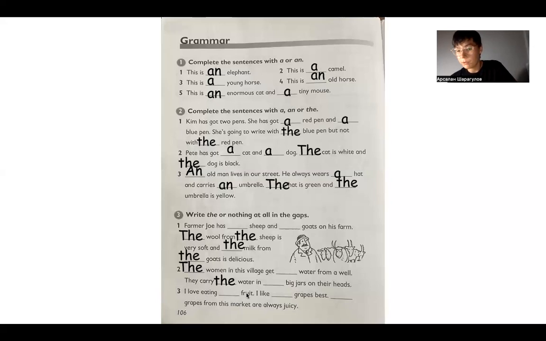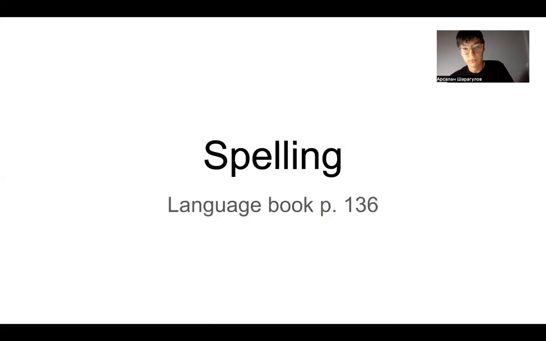I love eating fruit. I like grapes best. The grapes from this market are always juicy. The grapes are specific, not just any random grapes. Grapes from this market, okay? Okay, you can stop the video to check all your answers. When you finish, let's open the language book, page 136.